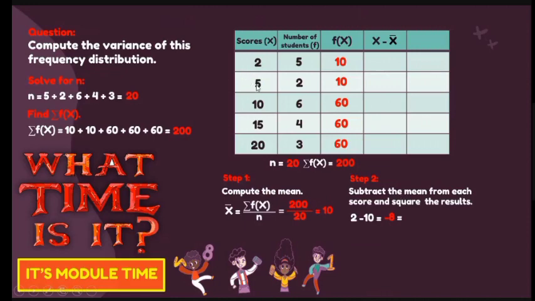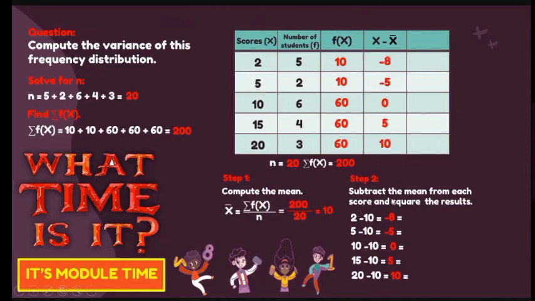Next natin, subtract 5 by the given mean. So, ganito lang din yung gagawin. So, 5 minus 10 is equal to negative 5. Then, third one, 10 minus 10. So, for 10 minus 10, you will arrive with 0. Then, yung pang-apat naman natin, 15 minus the mean or 10. 15 minus 10 is equal to 5. Then 20 minus 10 naman yung kasunod and then you will have 10. So nagawa na natin yung first part of step 2.